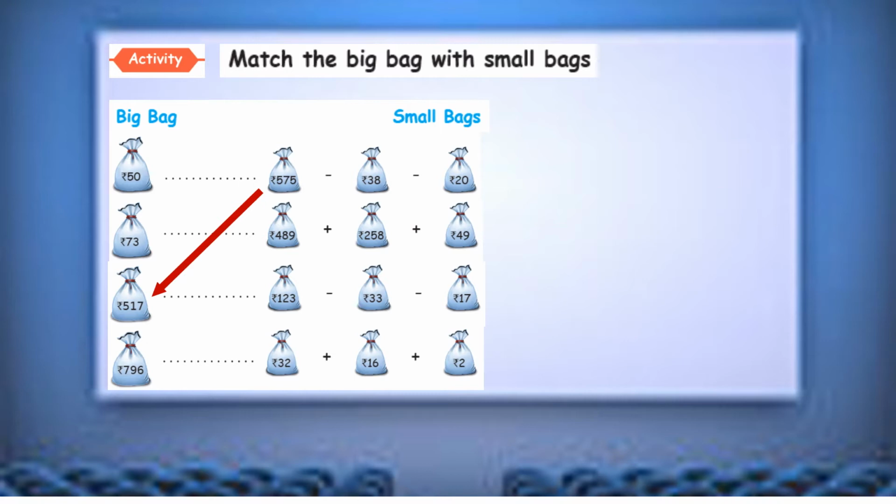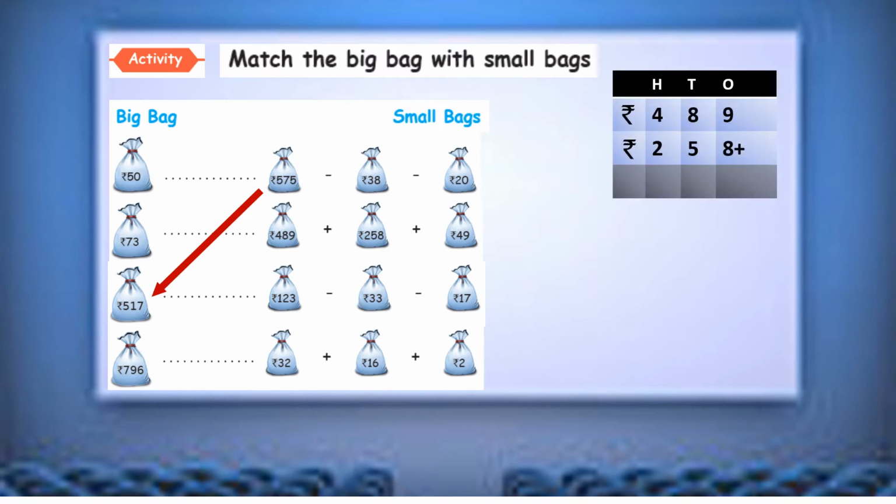So, second one, rupees 489 plus 258 plus rupees 49. Let us do the first two. 489 plus 258, add as it is. 9 plus 8, 17. As a first standard student, you must be familiar with mind calculation. You should be practiced in adding in the mind. So get well practice on that.